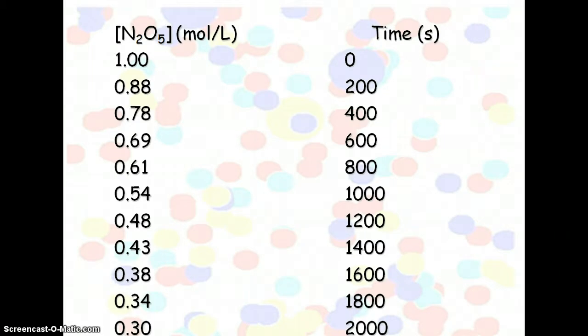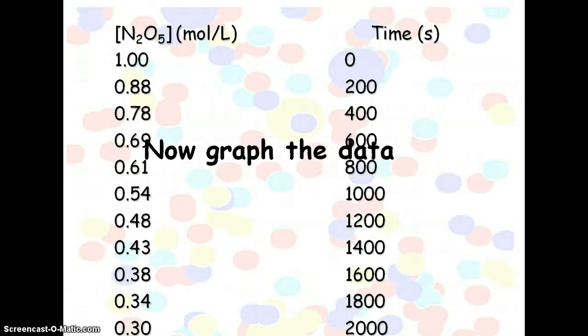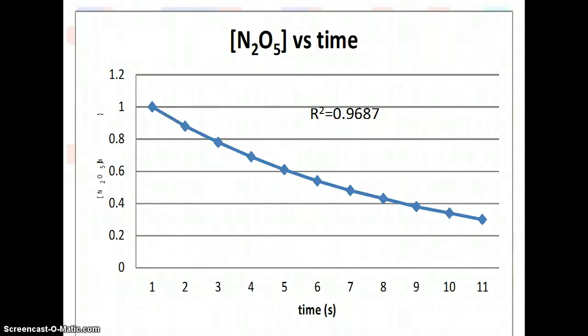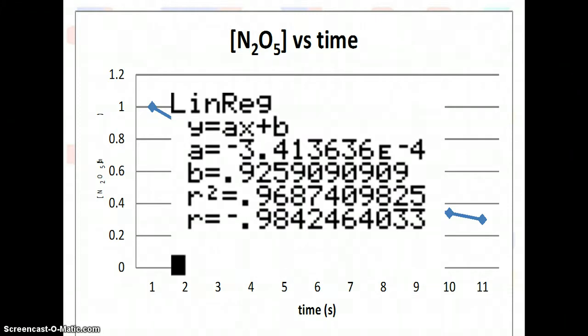All right, so first we're given a little data. You should have this in your guided notes. And we need to graph this data. So first graph we need to make is concentration versus time. So this is what our first graph should look like. We're going to run this data in our rate laws program, and we should come back with some values.